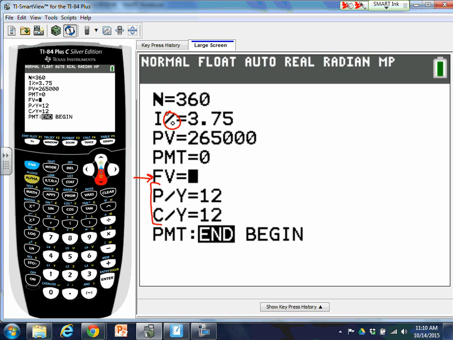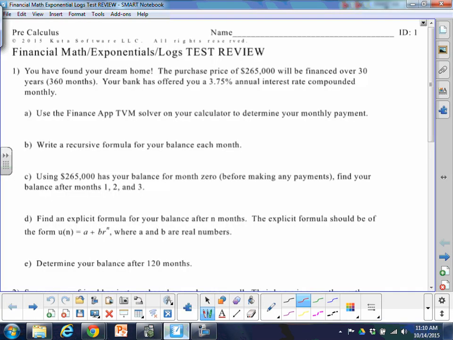and then the PY and CY is payments per year and compounds per year, and so that's like what the lowercase n was for compound interest problems. That's the 12 times per year. So what we're going to do is highlight the one you want. You've got to do alpha, enter, and it will solve for it. So that would be your monthly payment, about $1,227.26.